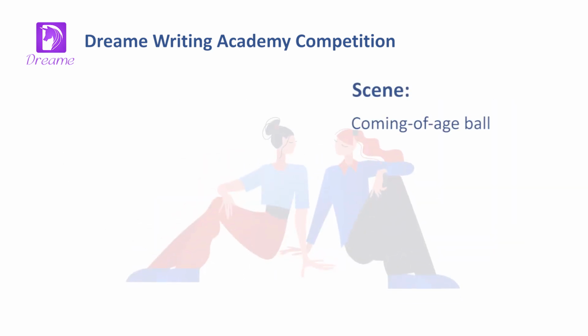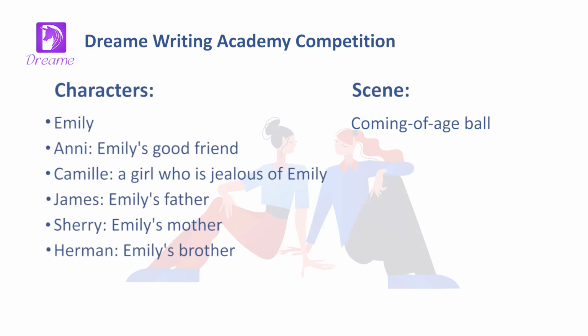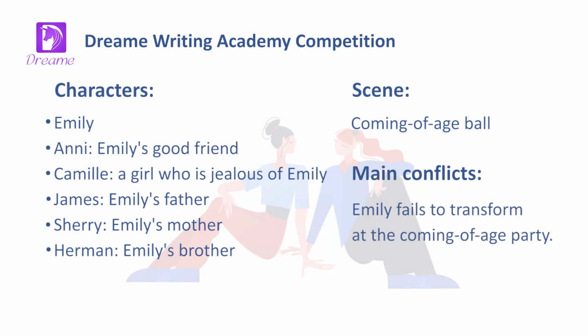The scene, coming-of-age ball. The characters: Emily; Ani, Emily's good friend; Camille, a girl who is jealous of Emily; James, Emily's father, and Sherry, Emily's mother; Herman is Emily's brother. Main conflicts: Emily fails to transform at the coming-of-age party.